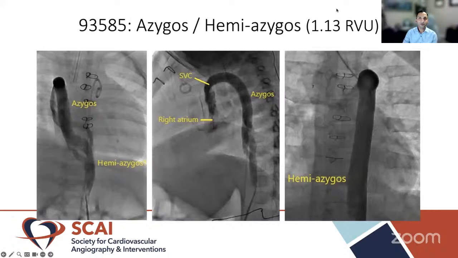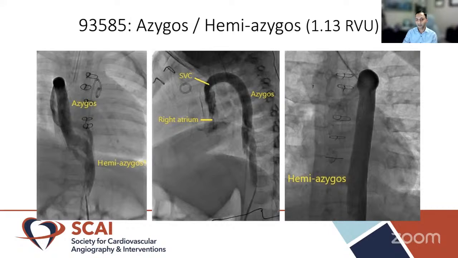The other new codes that were added in 2024 were the azygous and hemiazygous venography codes. Azygous and hemiazygous veins are a pair of veins that drain the intercostals in the paravertebral area up to the SVC. But a lot of children in congenital heart diseases, we know, have azygous and hemiazygous system as a continuation of an interrupted IVC and play important roles, especially in single ventricle physiology. So we have to go through them sometimes.